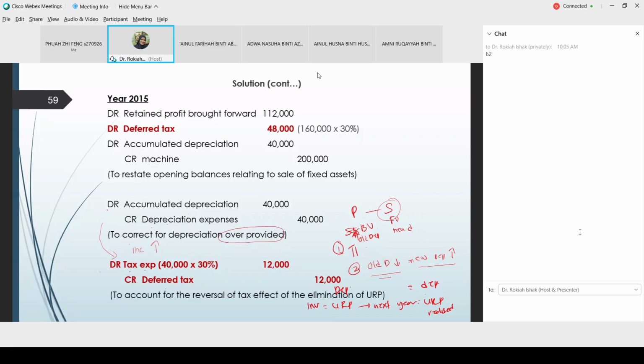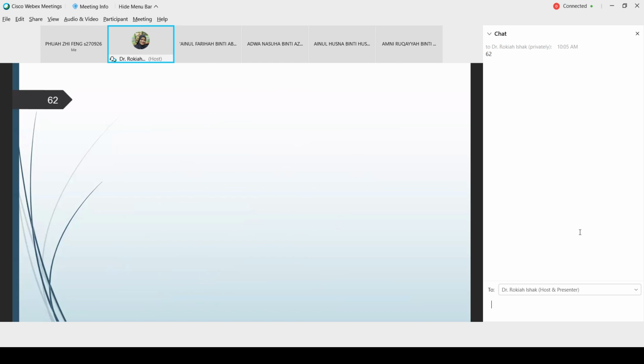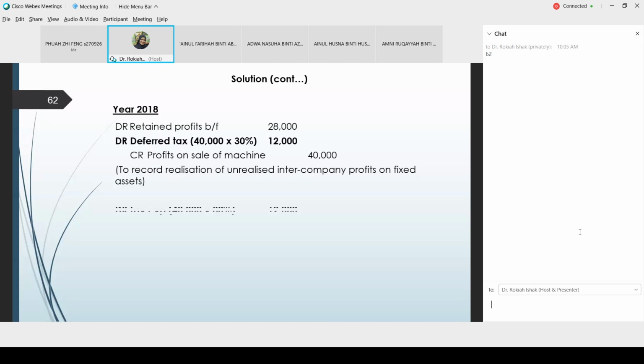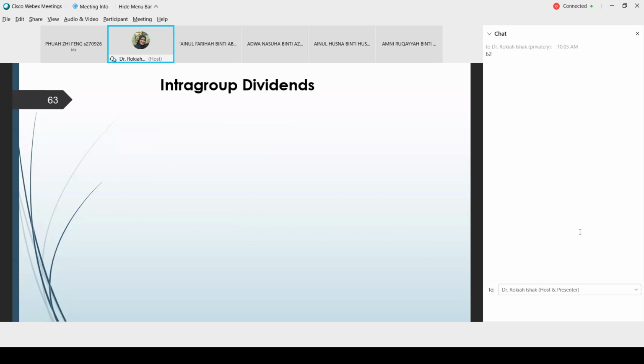Before we continue with the next issue under intra-group transactions, which is related to dividends, do you have any questions before I proceed? We have done only two: the inventory and the asset. For the asset, we have done both depreciable and non-depreciable. So we're going to look at the next one under intra-group transactions: intra-group dividends.